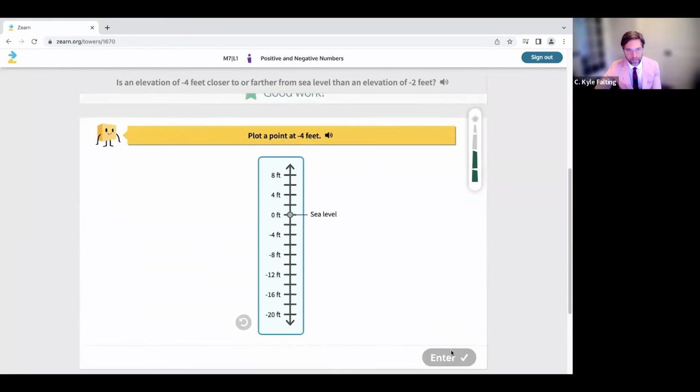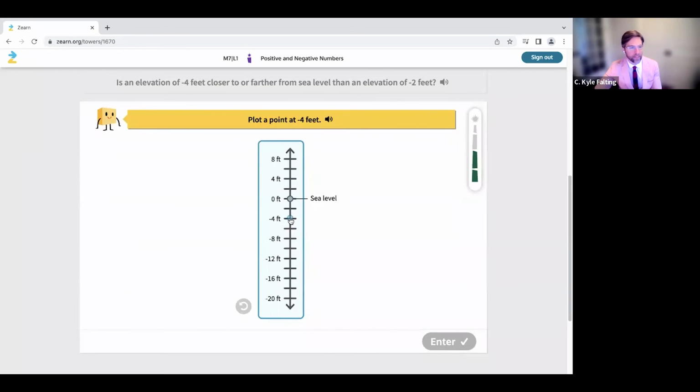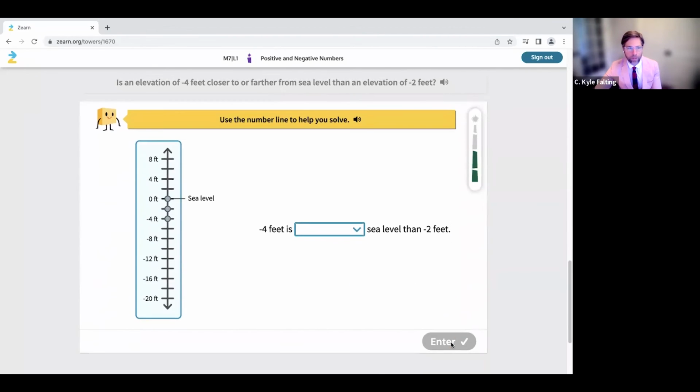Next, I'll plot the point at -4 feet. And now at -2 feet. Bringing me back to the original question, but now with the representation to guide me, I can see that -4 feet is farther from sea level than -2 feet.